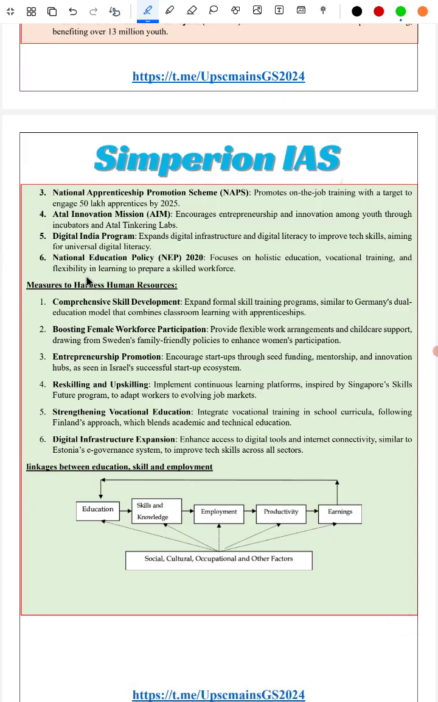And what are the measures that can be taken to make sure that Indian human resource is harnessed in a positive way, so the demography becomes a demographic dividend.